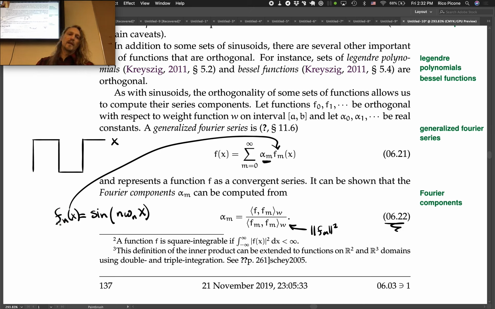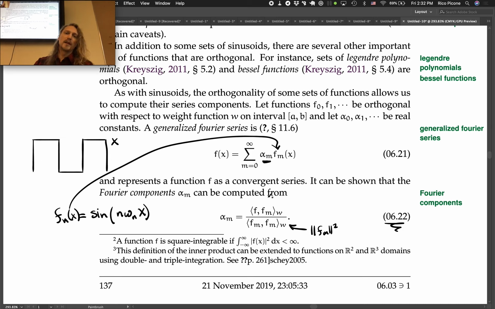So this would be for the sinusoidal, good old-fashioned Fourier series. This would be one of the fn's for a Fourier sine series, at least. So f here is the step function there. So f is this square wave function.